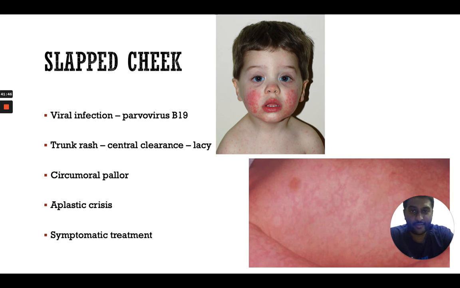Next thing is slap cheek. Again a viral infection, caused by parvovirus B19. They can have a truncal rash, which looks like lace, and they can also have circumoral pallor. The rash is different. It's not sandpaper. It looks like a lacy rash, and it can precipitate aplastic crisis. Make sure the patient is not very pale looking when you assess them. Again, the treatment is symptomatic.